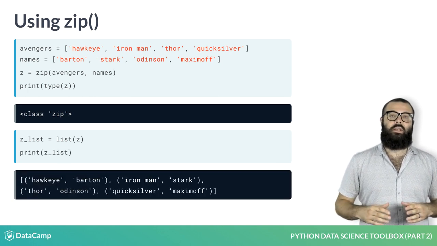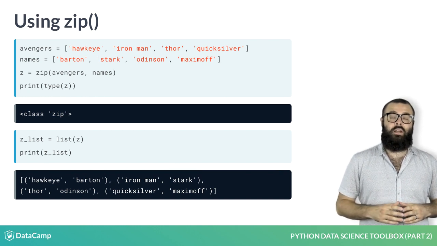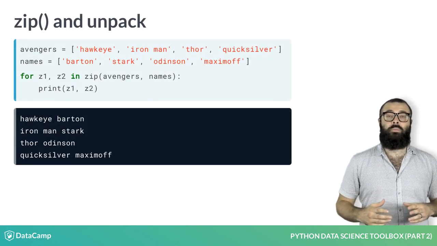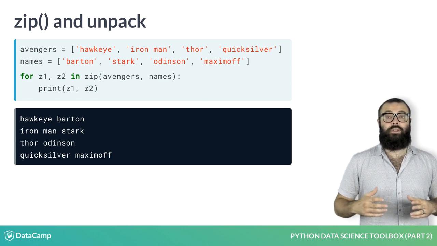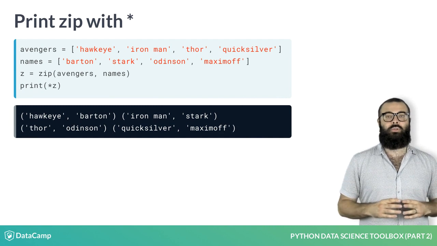The first element is a tuple containing the first elements of each list that was zipped. The second element is a tuple containing the second element of each list that was zipped, and so on. Alternatively, we could use a for loop to iterate over the zip object and print the tuples. We could also have used the splat operator to print all the elements.